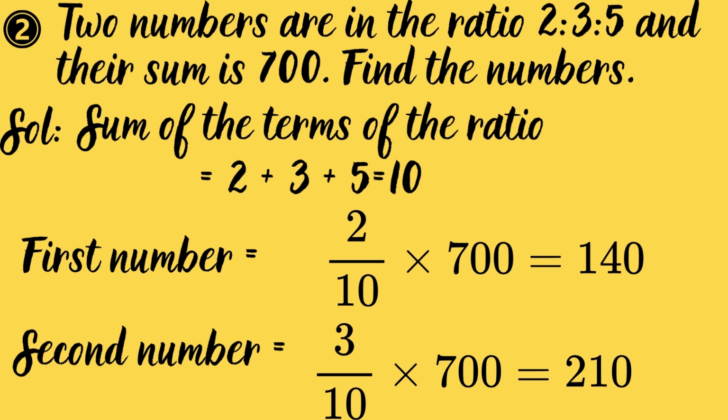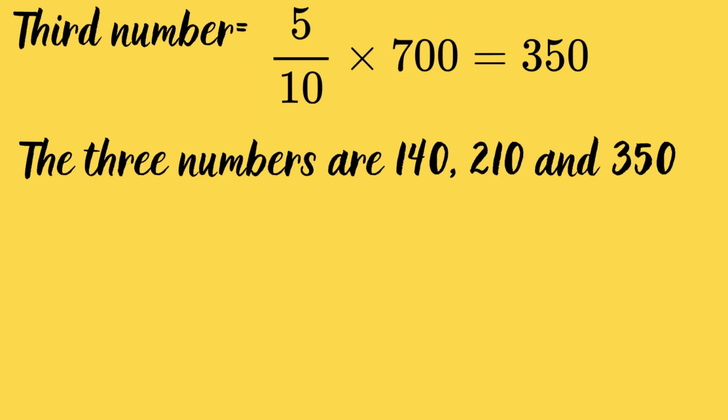Now if we have to find the first number or the first part, we take it as 2 upon 10, because that is a fraction, 2 by 10 into 700, that is the whole, which will give us 140. Similarly, the second number is 3 by 10 into 700, which will give us 210. And the third number is 5 by 10 into 700, which will give us 350. Therefore, the three numbers are 140, 210 and 350.